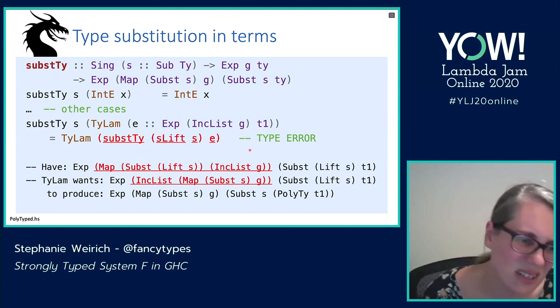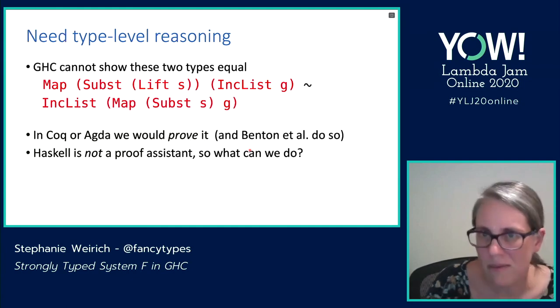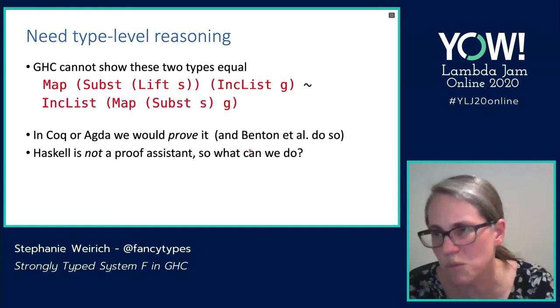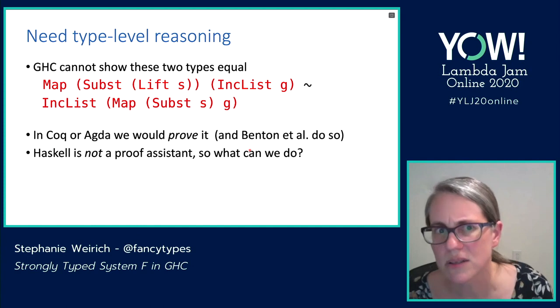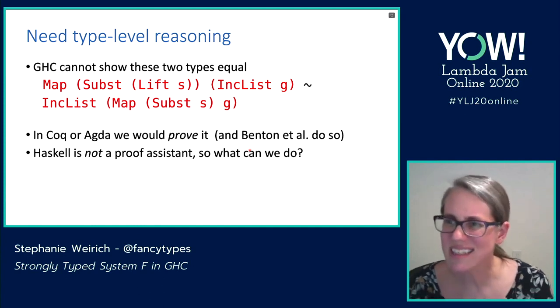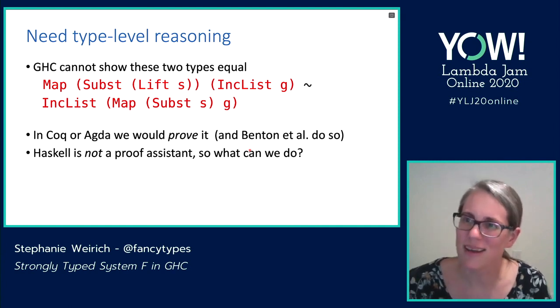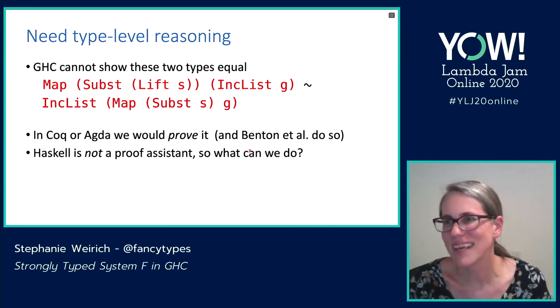And this is actually not surprising that we have this type error, right? Here I've just zoomed in on the type error really fast. So here's the type error. These two expressions don't line up. But this is exactly where in the Coq version they had to write a proof, right? But we're in Haskell. We can't write a proof.